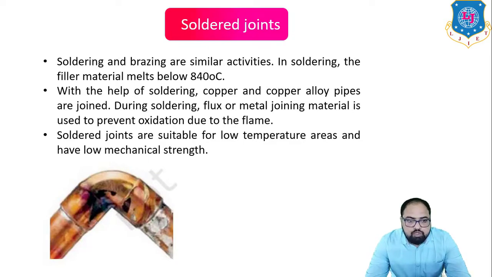Soldered joint. Soldering and brazing are mostly similar activities. In soldering, the filler material melts below 840 degrees Celsius. With the help of soldering, copper and copper alloy pipes are joined together. During soldering, flux of the metal joining material is used to prevent oxidation due to the flame. Soldered joints are suitable for low temperature areas and have low mechanical strength. You can see the image of the soldering where we have done a soldering over that bent piece.